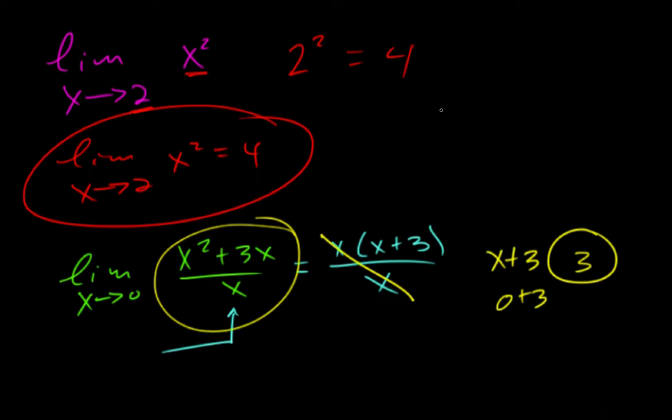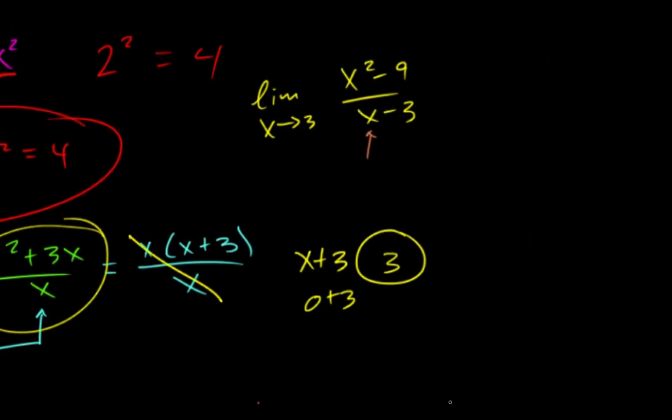Okay? And then the limit as x approaches 3 of x squared minus 9 over x minus 3. Once again, if we plug in the 3 right here, we'll get division by 0. So we need to factor the top using difference of squares.